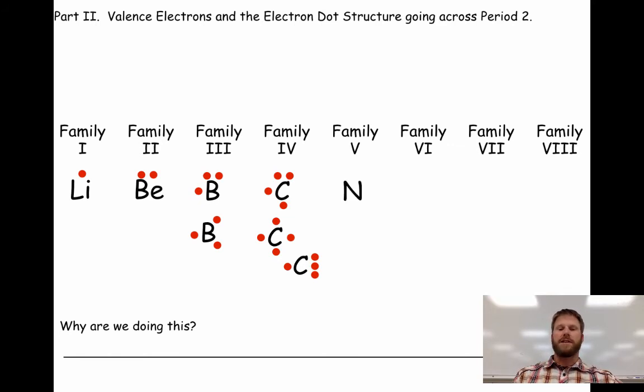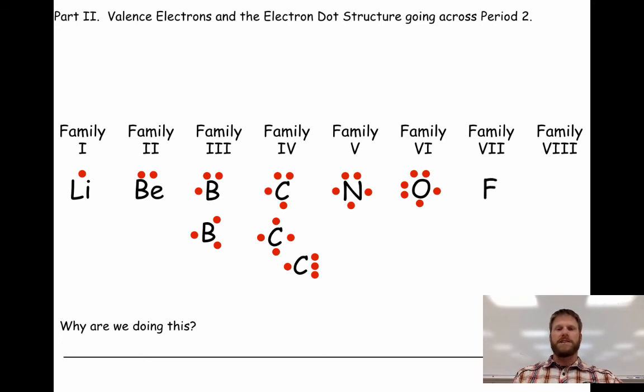Family number 5 is nitrogen. It has 5 valence electrons, 2 in the 2s orbital and then 3 in the 2p orbital, and we could put those on each side of the nitrogen. Oxygen is in family number 6. It has 6 valence electrons, so we can fill these electrons in just like this. 2 electrons in the 2s and then 4 electrons in the 2p.